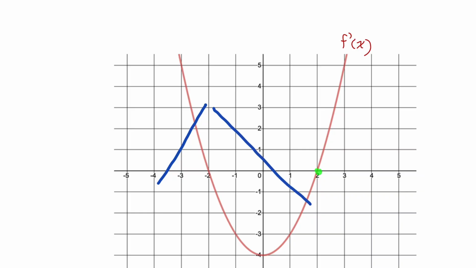And then when x is bigger than 2, the derivative has positive y values, which means the original function must have a positive slope, so it must be increasing. Now, because f prime of x was a degree 2 quadratic, we know that f of x must have been a degree 3 polynomial function. So it's not made up of these straight line segments.